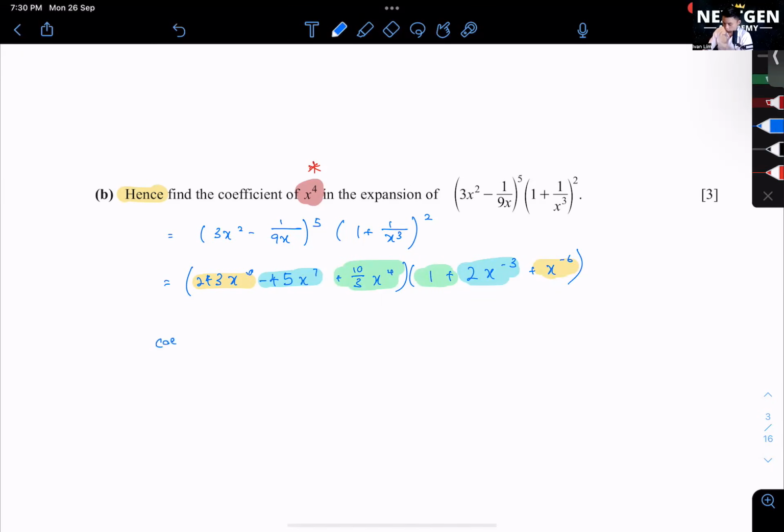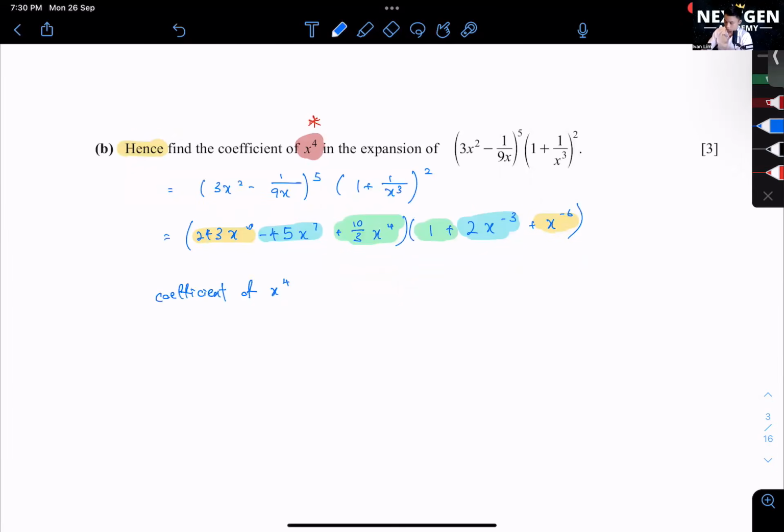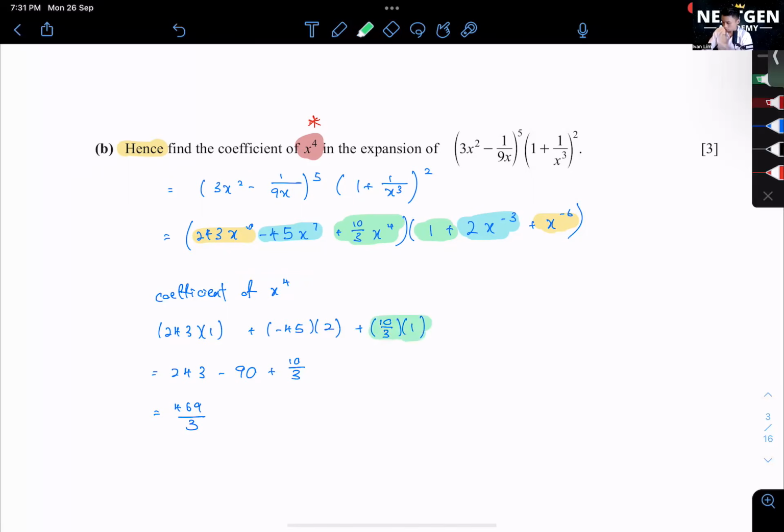So I only focus on the coefficient. You write the coefficient already. So coefficient of x to the power of 4. You write the yellow one first. So 243 times 1 plus -45 times 2 plus 10 over 3 times 1. Okay, just add it up all together. 243 minus 90 plus 10 over 3 equals 469 over 3. Okay?